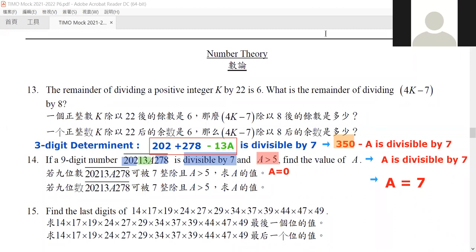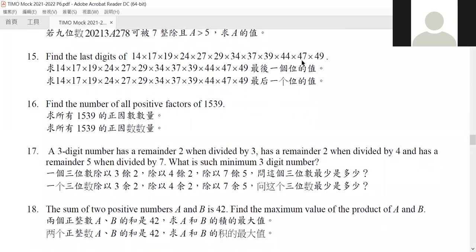Now let's go to question 15. Find the last digit of this multiplication. Now this is very difficult, but we know that the last digit is only affected by the last digit of each of these terms of the multiples. So in a certain sense, although it looks like it has 12 different numbers, all it does is repeatedly multiply 4, 7, and 9 four times. So the last digit is the same as multiplying 4 times 7 times 9, four times.